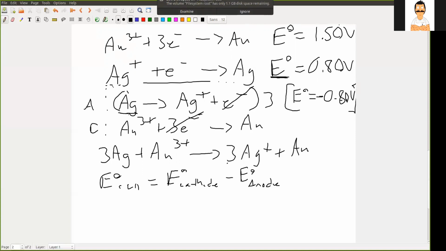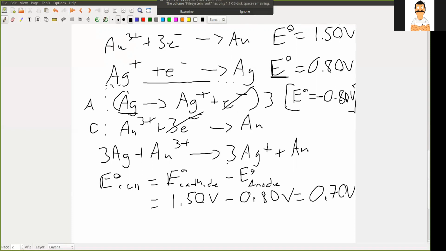So when you do this, if we identify the cathode and anode, we now can say that the cathode is 1.50 volts minus the anode, which is 0.80 volts, which gives us 0.70 volts. That's our E cell.